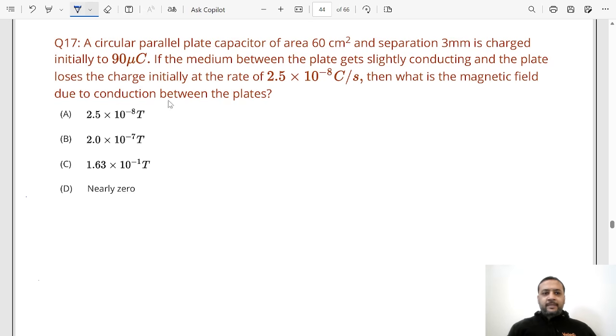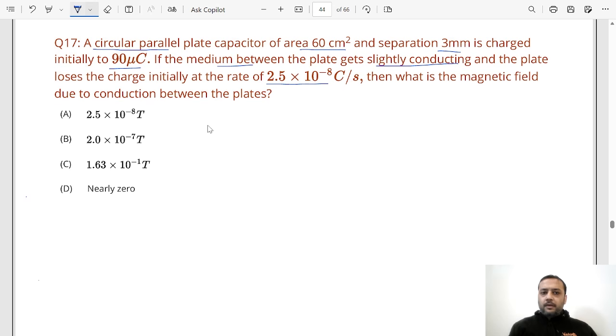Let us see this question. So in this question, there is a circular parallel plate capacitor of area 60 centimeter square and separation is 3 mm. This is charged initially to 90 microcoulombs. The medium between the plates becomes conducting and the plate loses the charge initially at the rate of 2.5 into 10 to the power minus 8. And what is the magnetic field due to the conduction between the plates?